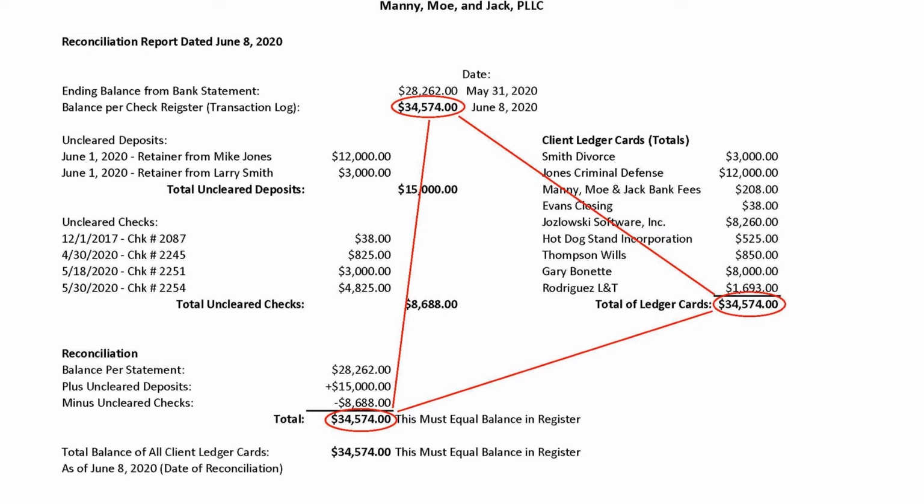While reviewing the reconciliation report, you should look at the list of uncleared transactions. On the report on this screen, notice check number 2087 dated January 1st, 2017 in the amount of $38. Since this report was prepared on June 8th, 2020, this check is now over 2.5 years old. Any checks that have been outstanding for more than a few months are potential problems and should be investigated promptly to determine why the check was not cashed.